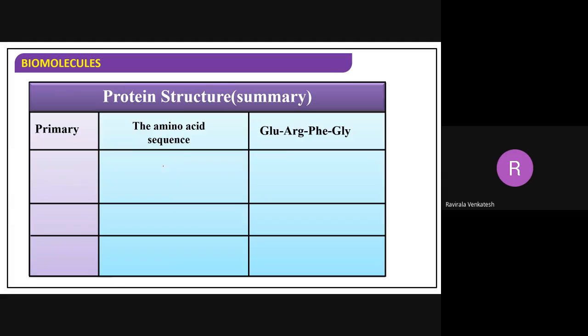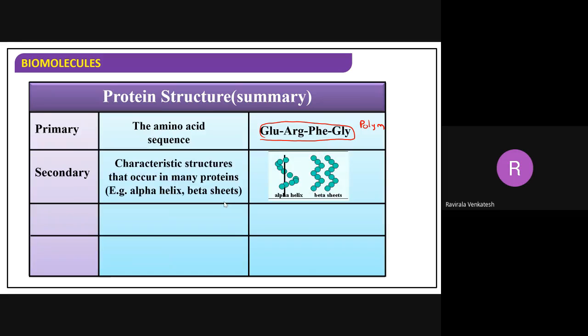Let us take a summary of this one. Primary, the sequence I told you: glutamic acid (GLU), arginine, phenylalanine, glycine. This is a basic structure you cannot change. This is because of polypeptide linkages. If I take glutamic acid, arginine, phenylalanine, glycine and mix these, I get a basic structure that you are calling primary.